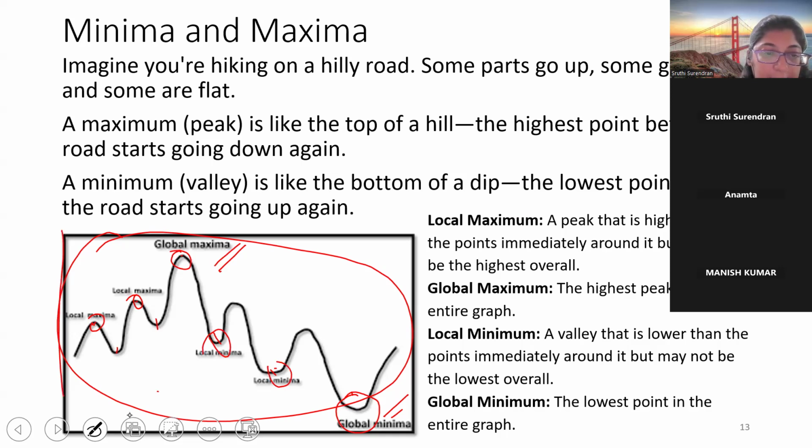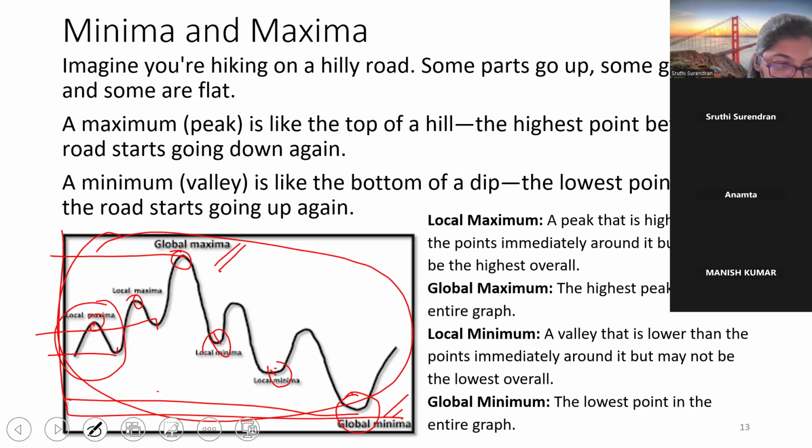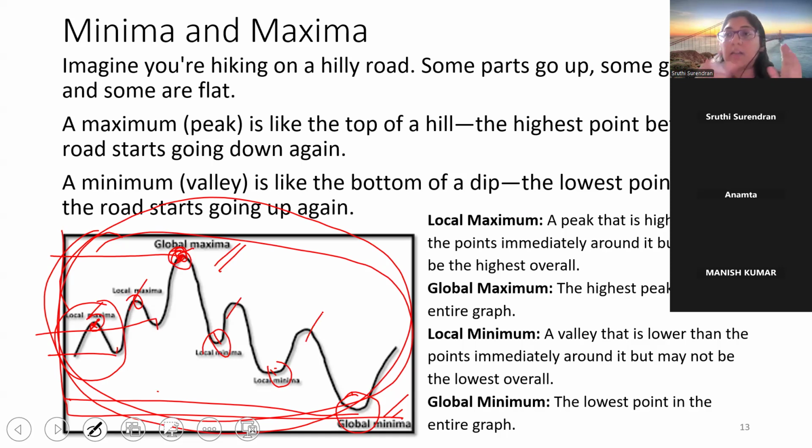So if this is a graph like this, you can see that this value is the lowest and this value is the highest, and remaining all are low values. But if you only consider this region, this is a maxima. But if you consider the whole region, this is going to be the highest of this and this and this and this maximas. So this is what the terms global maxima, global minima, local maxima, local minima mean.